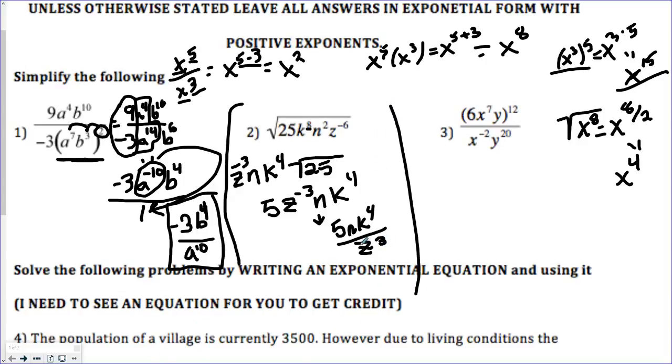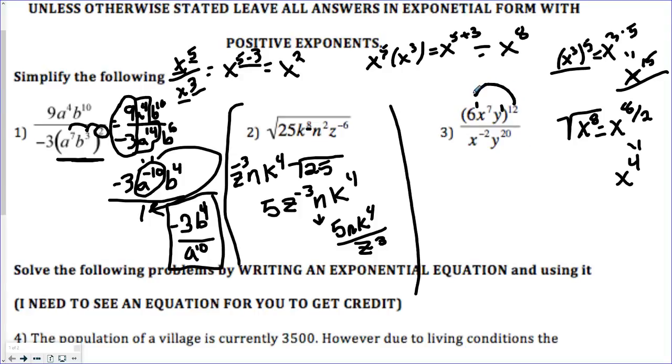Again, no more square roots, a lot easier to look at. On this one, I'm going to start the same way I did number 1. I have to distribute this 12 and multiply it to all the inside exponents, not the inside numbers, but the inside exponents. So this 6, remember, if you don't see it, has an invisible power of 1. Same for this y. If you don't see it, there's an invisible power of 1.